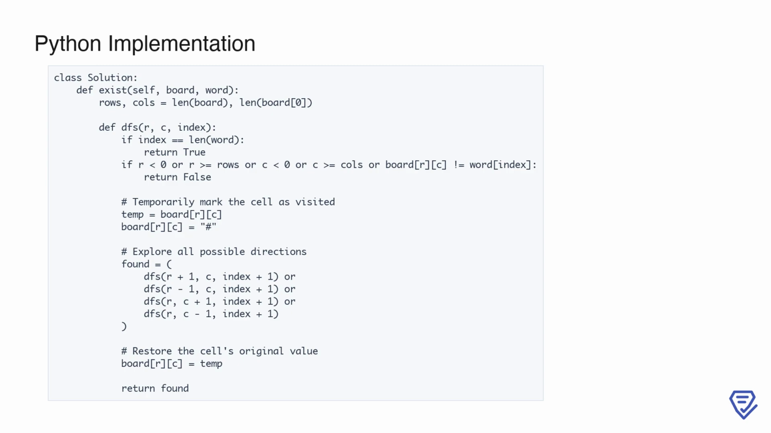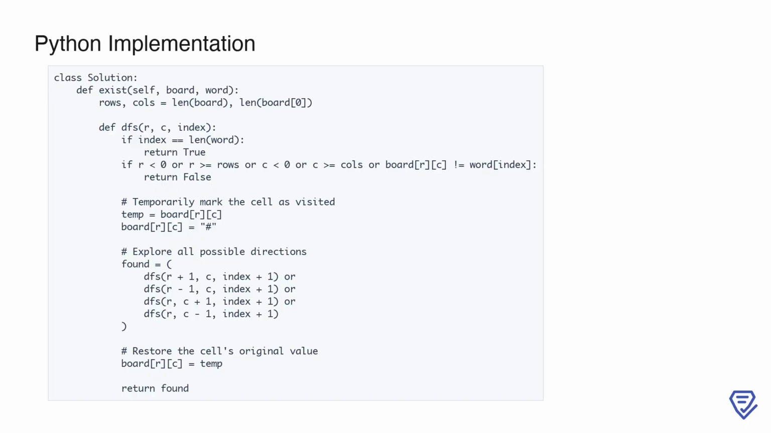Here, we start by defining a class called Solution and implementing the method exist, which will determine if the given word exists in the board. First, we calculate the number of rows and columns in the board. Then, we define a helper function called DFS, short for depth-first search. This function takes 3 parameters: the current row, the current column, and the index of the character we are currently matching in the word. The base case checks if the index equals the length of the word, meaning we've successfully matched all characters, and we return true.